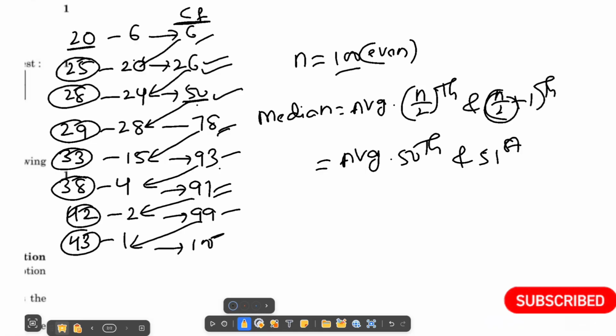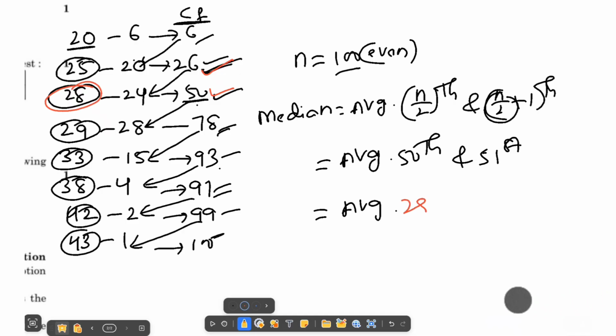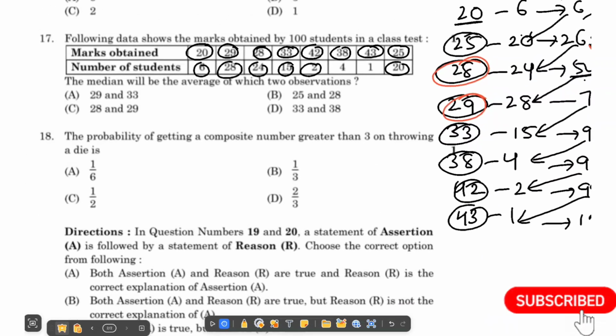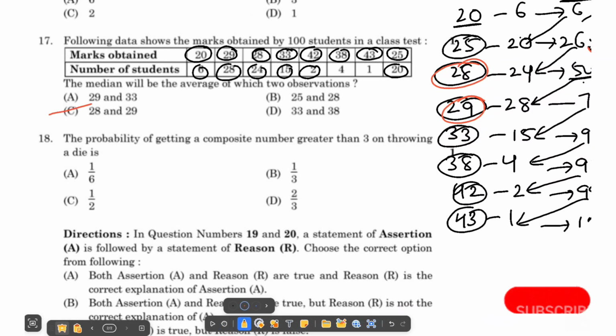So what is the 50th observation here? As I told before, from the 27th observation to the 50th observation it is only 28. So the 50th observation is 28. Next, the 51st observation: from 51 to 78 it is only 29. So the 51st observation is 29. The median will be the average of the 28 and 29. Let's check which option is right here. Option C is the right answer.